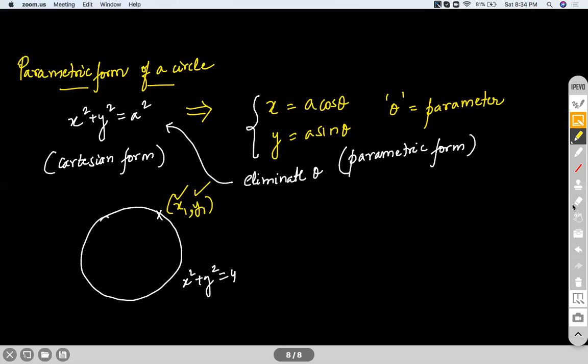Instead of this, if I choose the point as 2 cos theta, comma 2 sin theta, then I only need one variable, which is theta. Working with one variable is much easier vis-a-vis working with two variables, right? So the main role of parametric form is it enables us to choose a point on that curve without unnecessarily involving many unknowns. Get the point? Okay, one second, I'll just write this down.